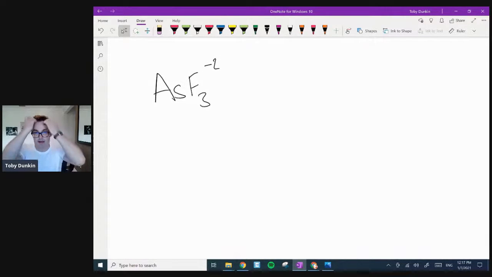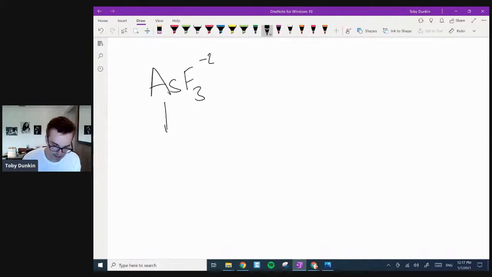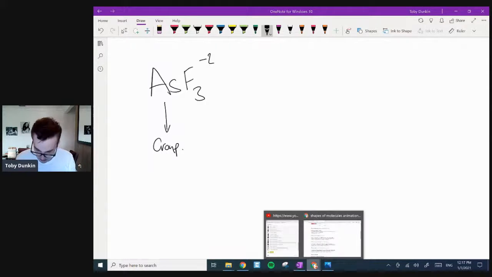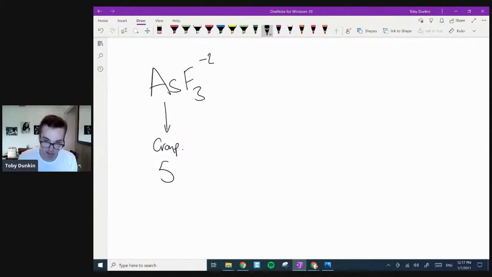Right. So this is for my year 12s as well. I'll just show you how you create a shape from a formula. Step number 1 is to find what's called the central atom, and that's As because it's surrounded by the fluorines, and you find out what group it's in. So it's in group 5, so I'm going to put 5. Then you add your attachments. How many attachments do I have? I've got 3 of them, so I'm going to add 3 to it.